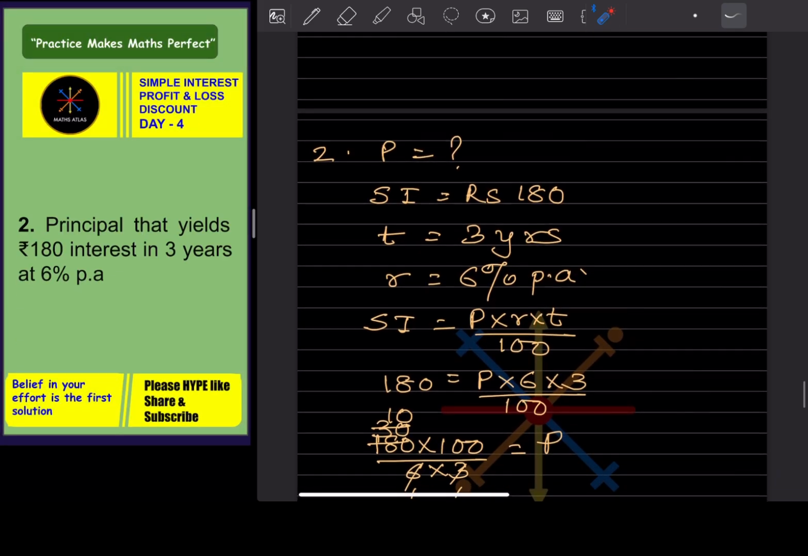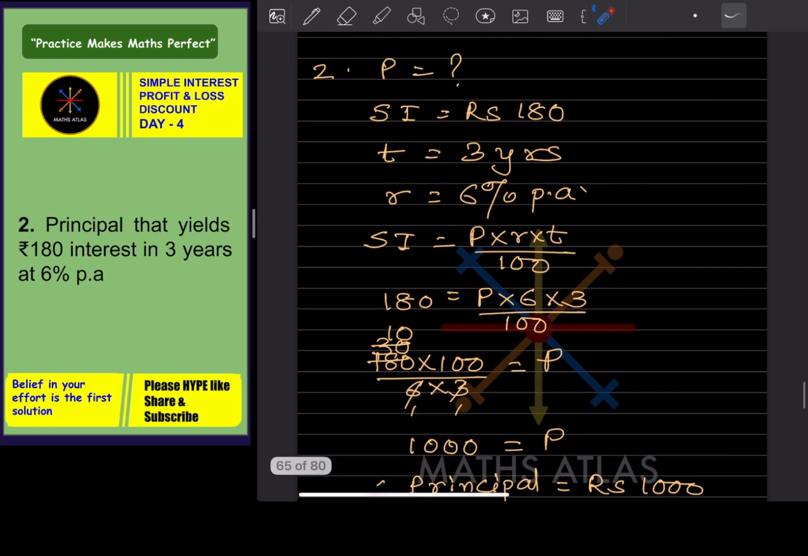So now let us go with the next question. It says the principal that yields rupees 180 interest in 3 years at 6% per annum. Here many of them get confused whether the principal is given or the simple interest is given. So we have to find out the principal that yields rupees 180. So we have to find out the principal, and the simple interest is given as 180. And T, that is the number of years, is 3 years, and R is given as 6% per annum.